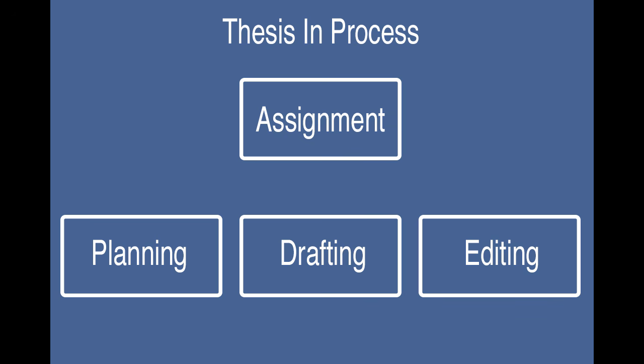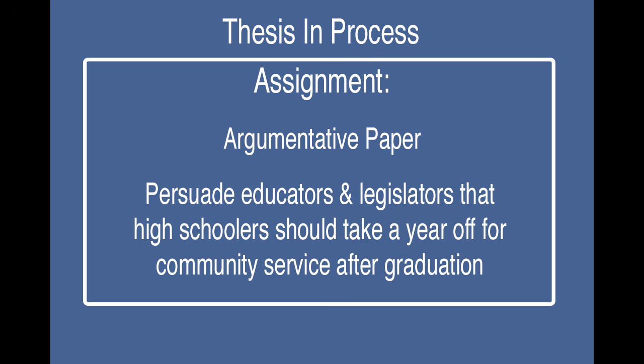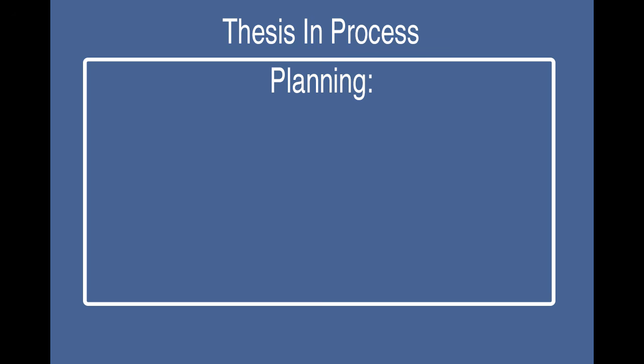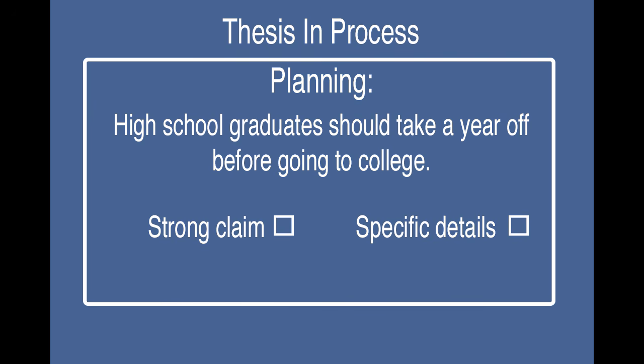Now let's take a look at a thesis statement as we go through the writing process. Our assignment is an argumentative paper, and our goal is to persuade educators and legislators that high schoolers should have to take a year off for community service before college. Our first draft of a thesis statement says, high school graduates should take a year off before going to college. This draft makes a strong, clear claim that this thesis promises to argue for. But why should anyone believe us? We haven't given any details or reasons for our claim.